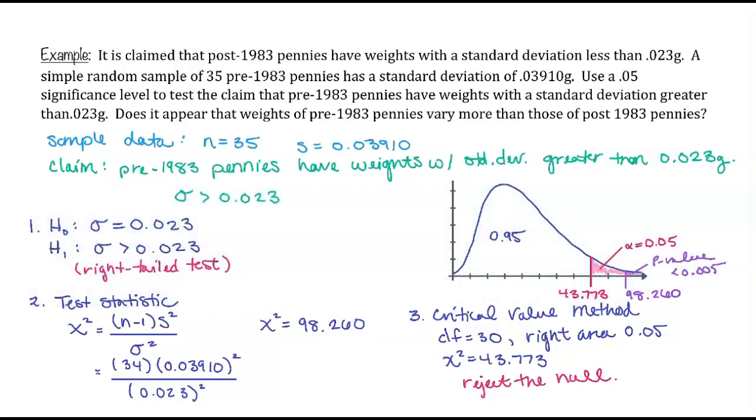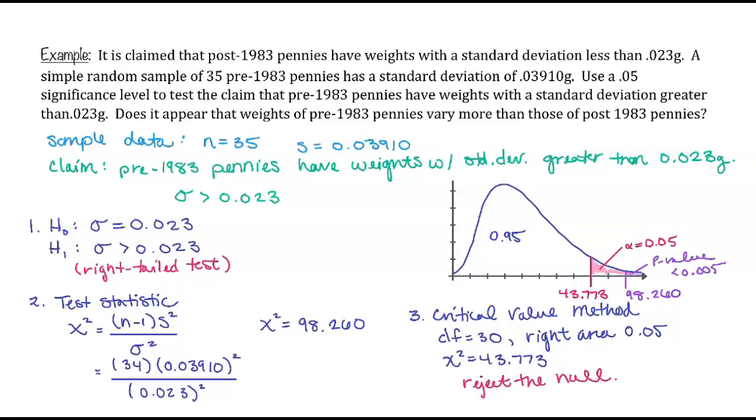So, does it appear that the weights of pre-1983 pennies vary more than those post-1983? Yes. If the standard deviation is greater for pre-1983 pennies, that would mean that their weights are more spread out or vary more than those pennies made after 1983.